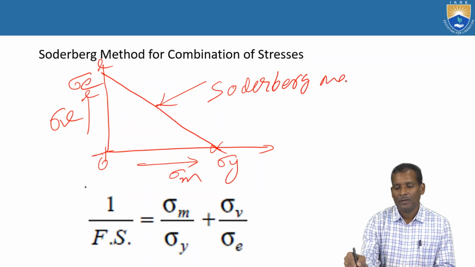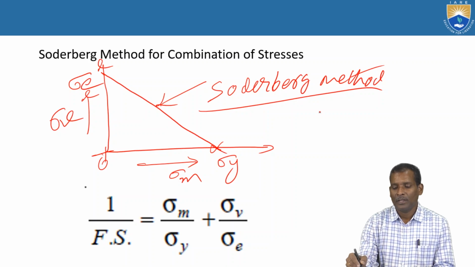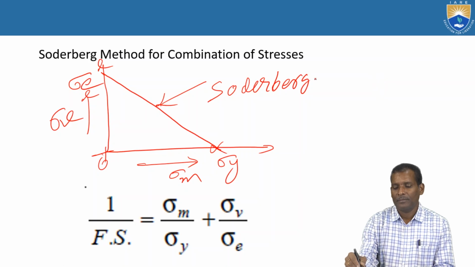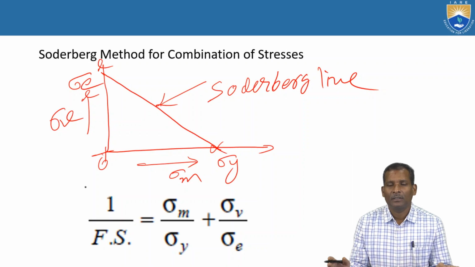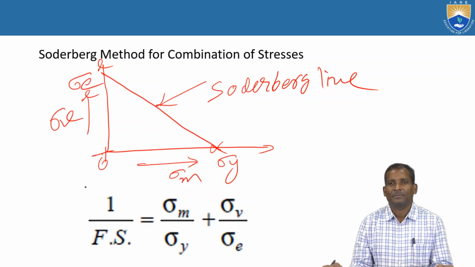Soderberg method, or Soderberg line. Soderberg line method. The Soderberg method is applicable for ductile materials. So whenever your component is a ductile material subjected to combined steady loads, then I need to apply this Soderberg line method.